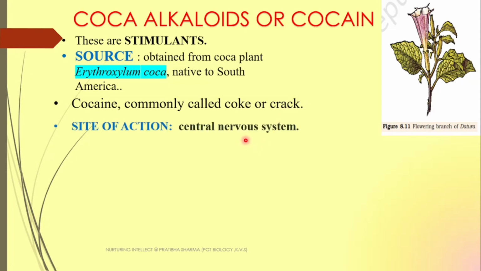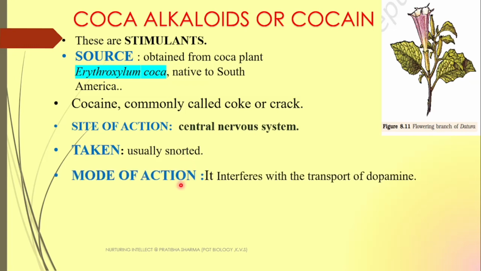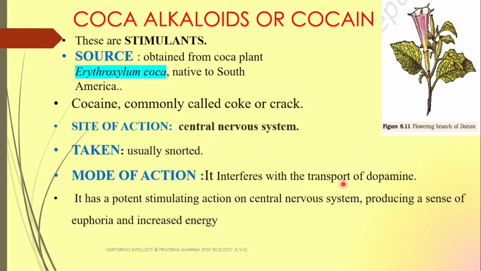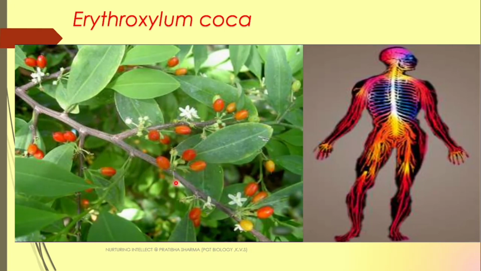It acts on the central nervous system of our body. Usually it is snorted. Mode of action, it interferes with the transport of the neurotransmitter dopamine, and it has a stimulating action on our central nervous system, producing a sense of euphoria and increased energy. Excessive dosage of cocaine leads to hallucination. So this is the coca plant.